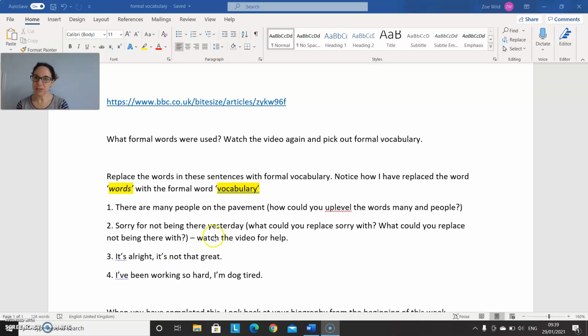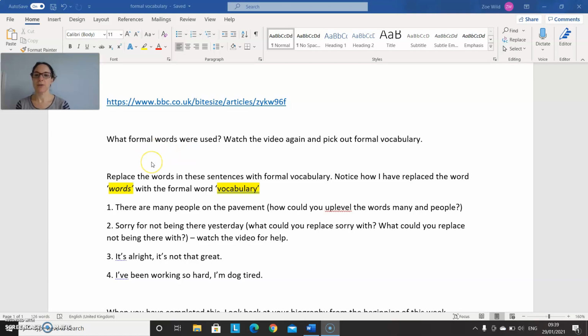It's quite self-explanatory what you need to do, but I'm going to talk you through it to help you think about what words you're using. So basically, when you're writing a biography, it's a formal piece of writing, and so you need to write in a formal way. That means you need to act like you're talking to someone where you need to be on your best behavior. You need to be very polite.